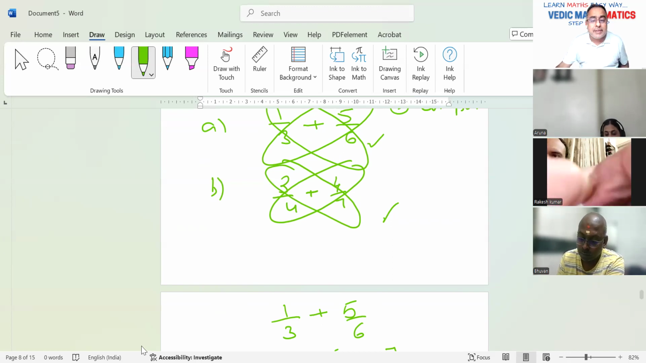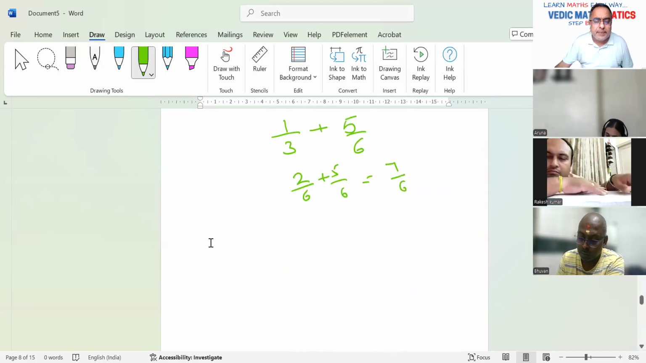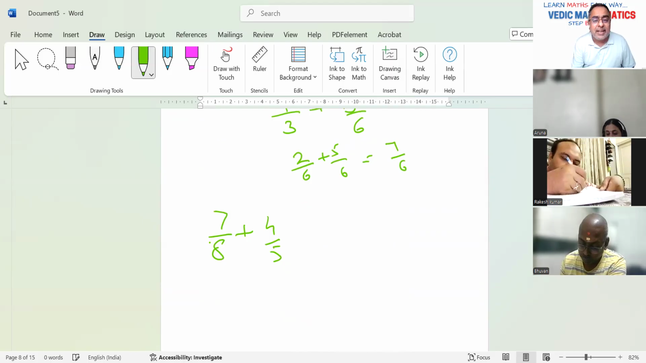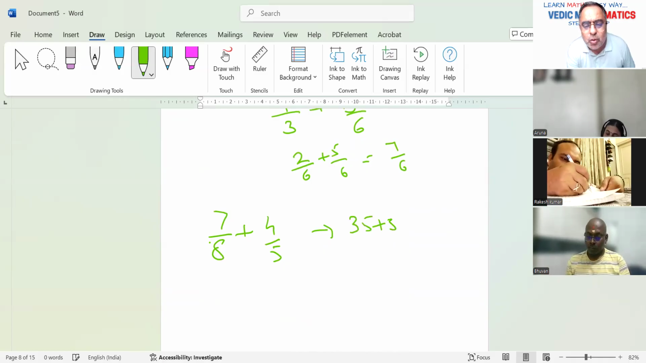Okay, solve this. 7 by 8 plus 4 by 5. So again, 40. You can take LCM, but that is a tedious process. 35 plus 32 by 40. 67 by 40. Now the problem is this is not a proper fraction.